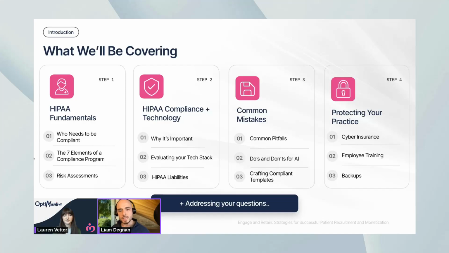Then we'll move into more of a focus on HIPAA compliance and technology within your practice, how you should be looking at the tools that you're using within your practice, what some of the common pitfalls are, and ways that you can also protect your business.